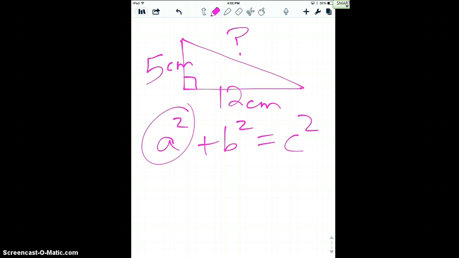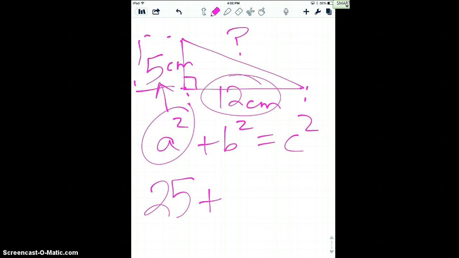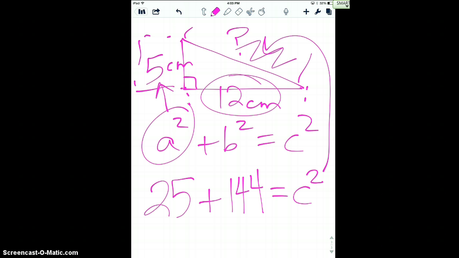So we do know that one of the legs is 5. If we square the 5, the area of that square would be 25. Plus, if we square the other leg, 12, the area of that square, 12 squared, is 144. Now, if we add these both together, we should get the square of the hypotenuse. So if we add those together, we're at 169 as the square of the hypotenuse.